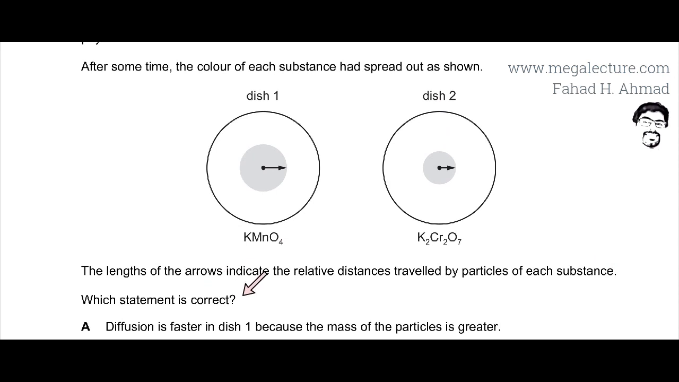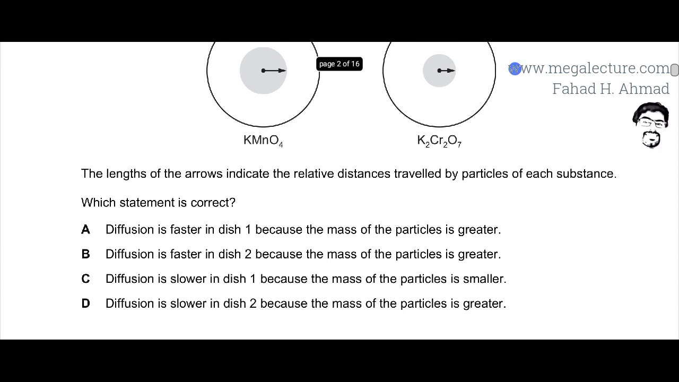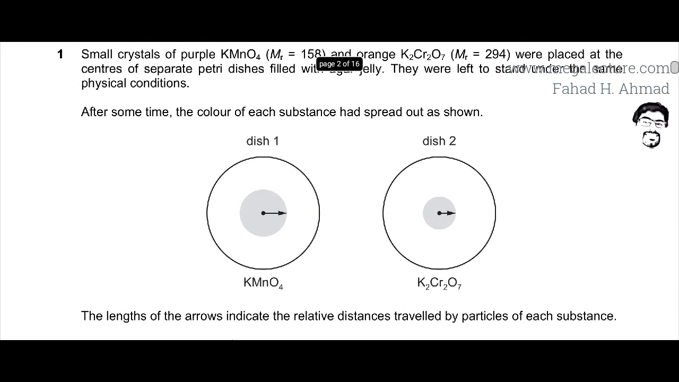Which statement is correct? So, the first statement is that diffusion is faster in dish 1 because the mass of the particle is greater. Now, let's go back and have a look. This is a question about diffusion. Diffusion is when particles start moving in random directions due to random movements, in liquids and gases. They start moving randomly and they spread. They spread from a region of higher concentration to a region of lower concentration.